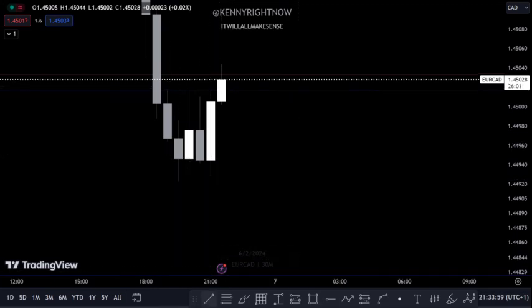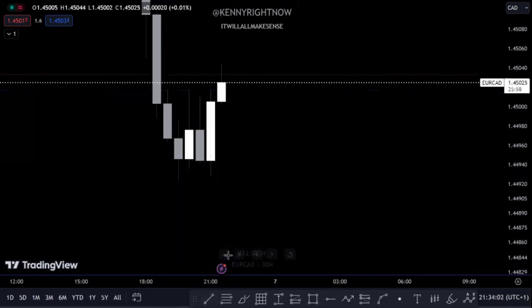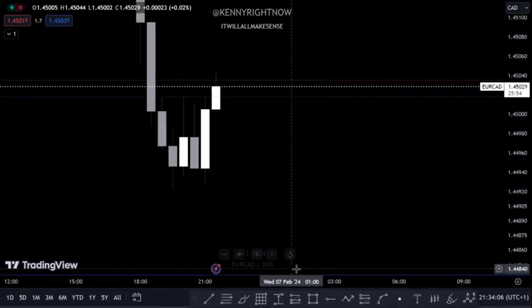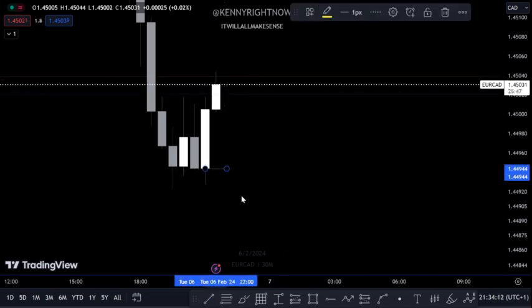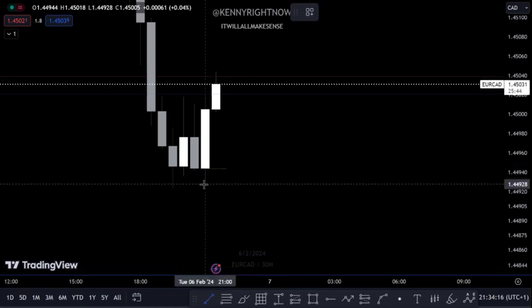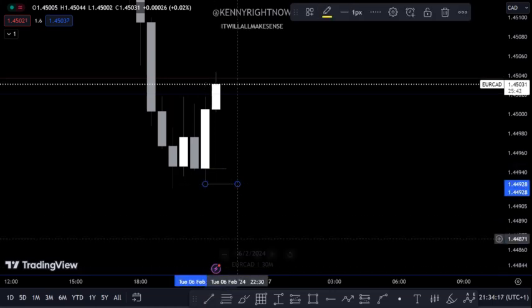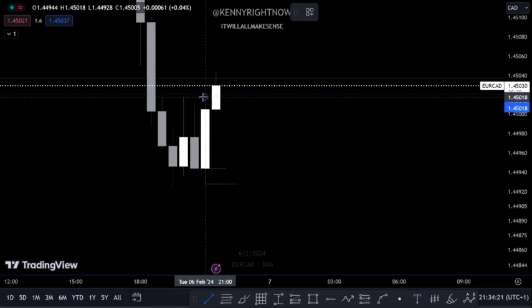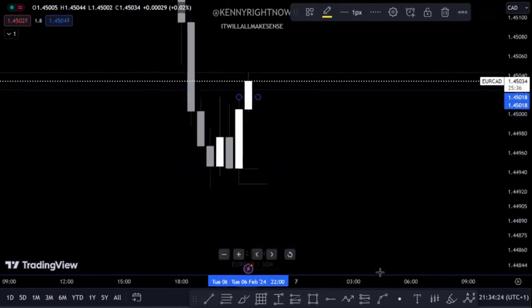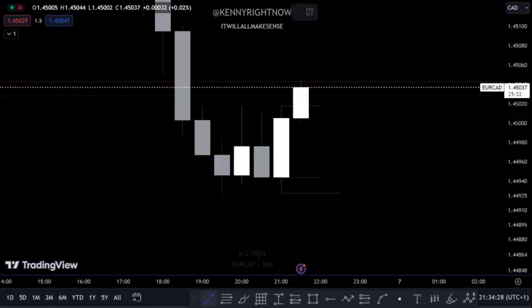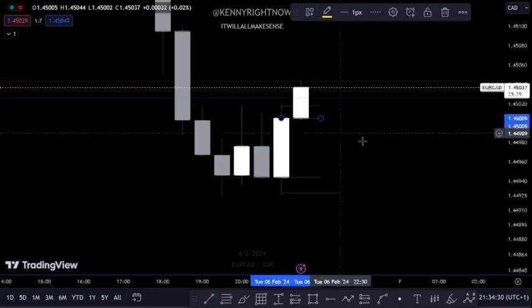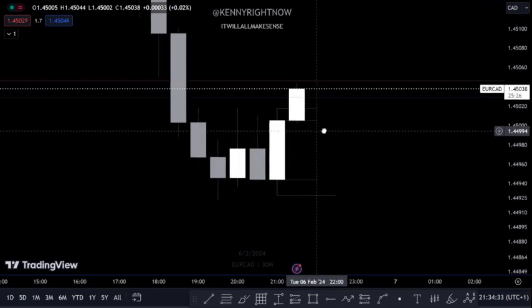What do you see first of all? We have the open. You can see this one here. We have the open, right? You can see the open. We have the low. You can see the low. And we have the high. You can see the high. And after the high, what do you see next? You see a close right here. And this is a bullish candle representation.